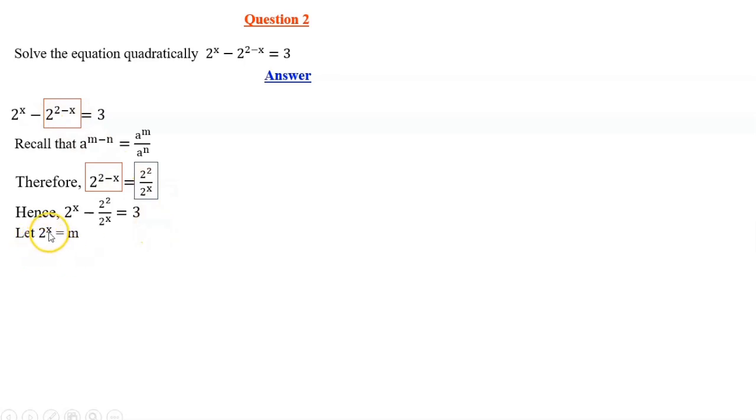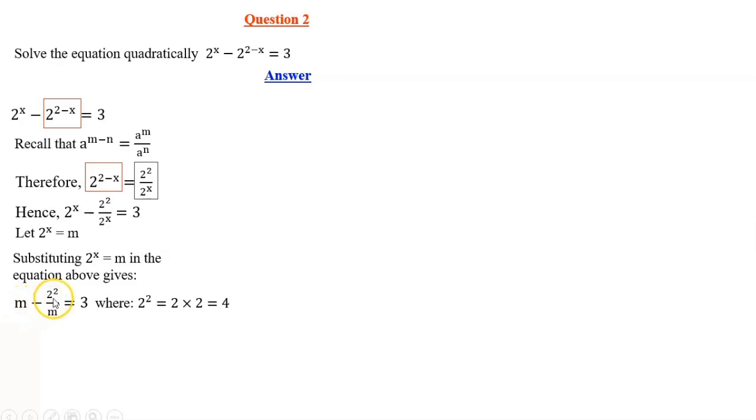Let 2 to the power of x be equal to m. It can be any letter of your choice. Substituting 2 to the power of x equals m in the equation above gives m minus 2 to the power of 2 all over m is equal to 3, where 2 to the power of 2 is equal to 2 times 2, which is 4. So replacing 2 to the power of 2 with 4, we have m minus 4 all over m is equal to 3.